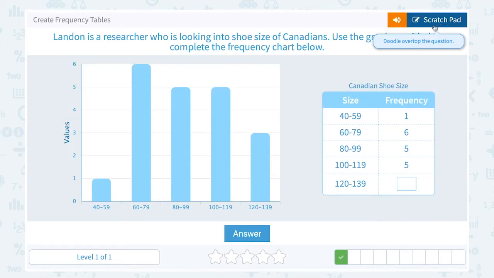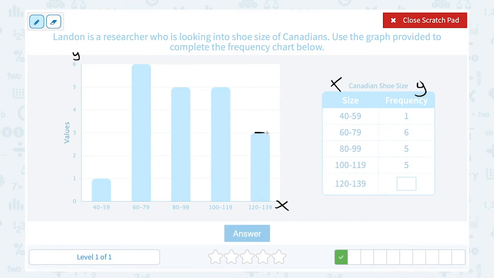Okay, well, they told us for 40 to 59, it's a frequency of 1. We can see that from our table. From 60 to 79, frequency is 6. So you can see where they're getting these answers from. 80 to 99, 5. If I read across, the top of that bar is right at 5. Another 5 here. Well, the top of this bar, if I read across, is also right at 5. So I need to fill in for this last bar how many people answered between 120 and 139. Well, notice the top of this bar, if you read it across to the Y-axis, is right at 3. So its value or frequency is 3.